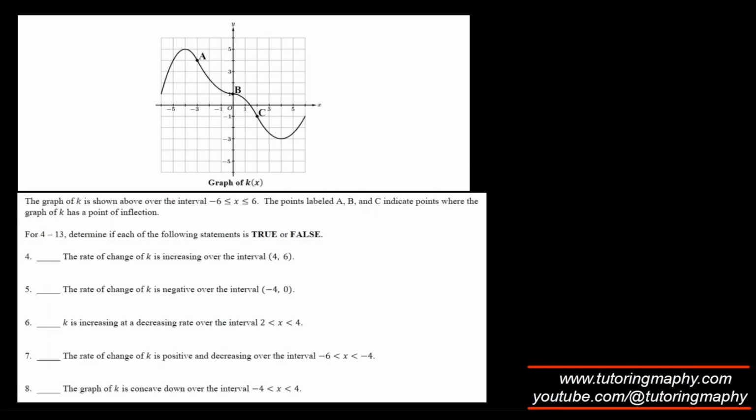Right. Over here, the graph of k is shown in the interval of -6 to 6, and the points labeled A, B, C indicate where the function k has inflection points. So determine whether each of the following is true or false.